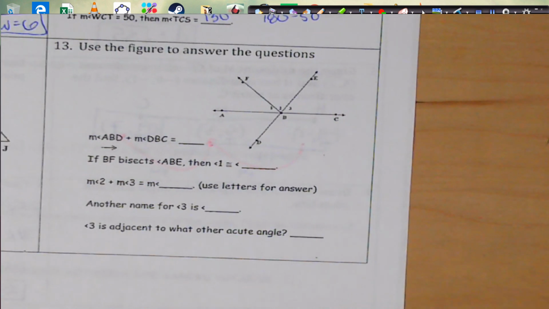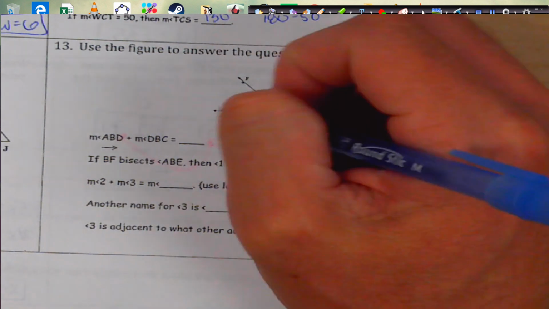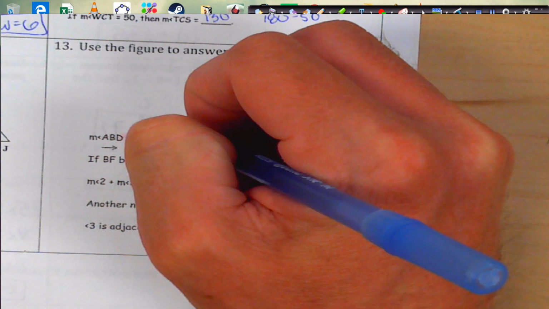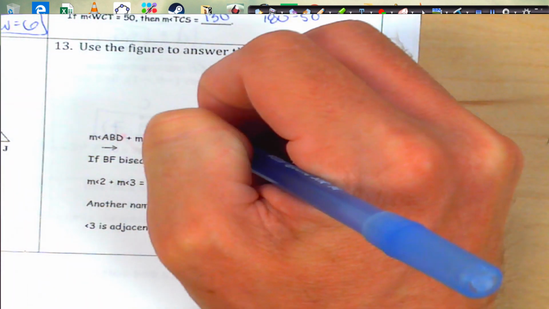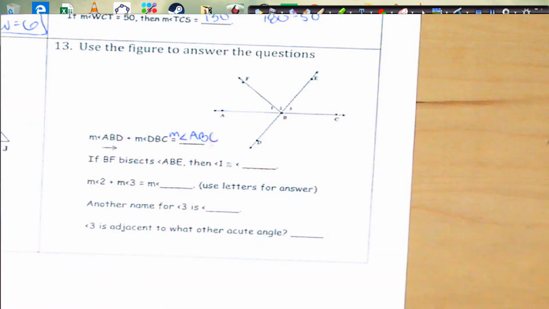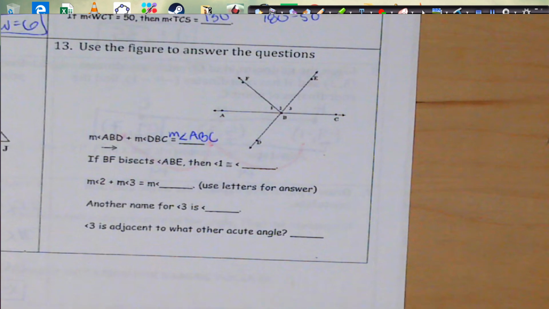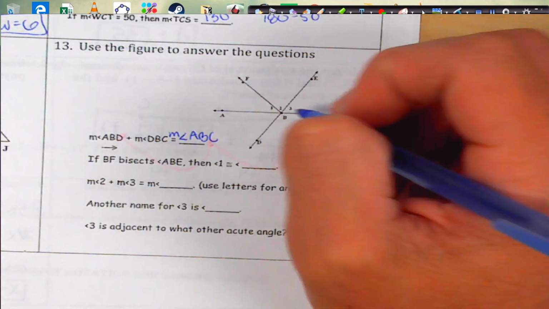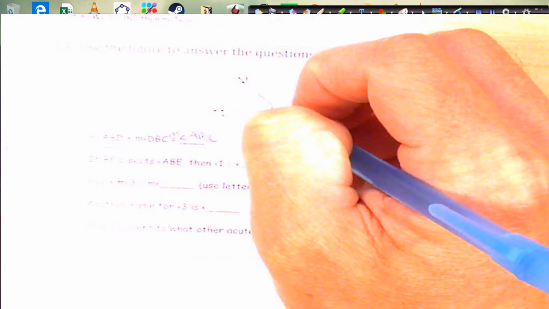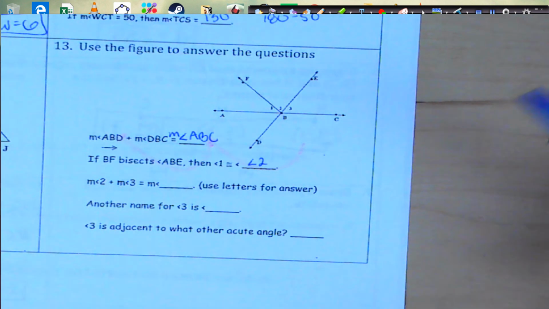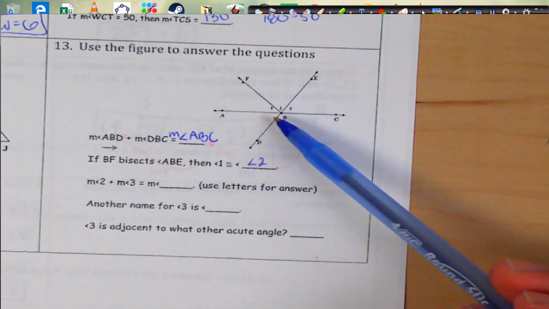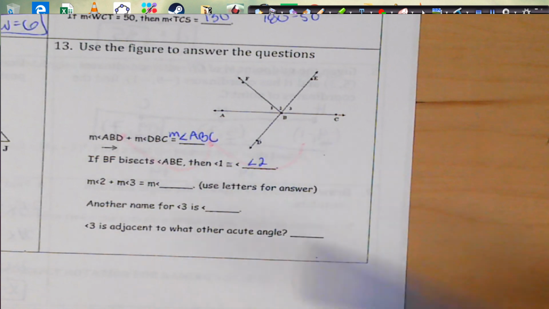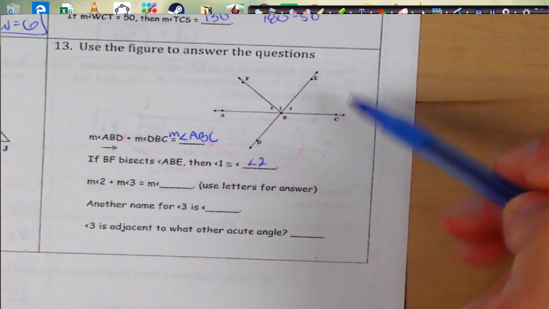Use the figure to answer the questions. We have two angles, ABD. ABD plus DBC is going to be equal to ABC. We put the M in there because we're talking about the measure. If BF bisects ABE, then angle 1 would be equal to angle 2. So angle 1 and angle 2 would be equal to each other. 2 plus 3 equals what? Well, 2 and 3 make FBC.